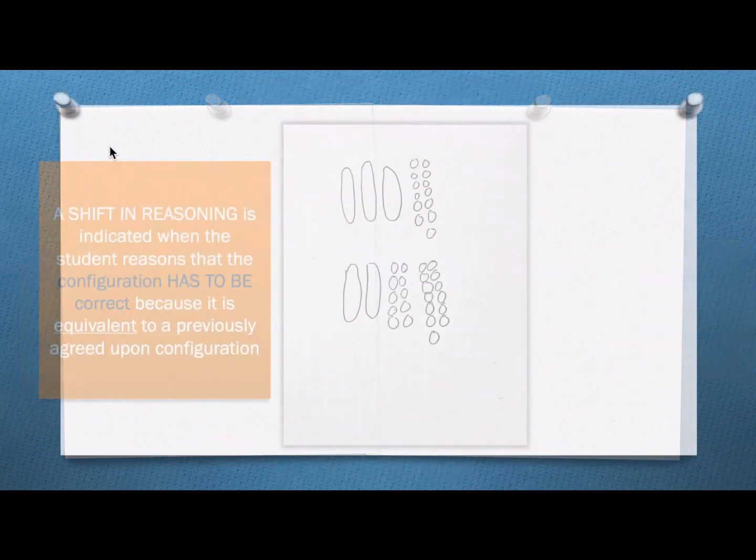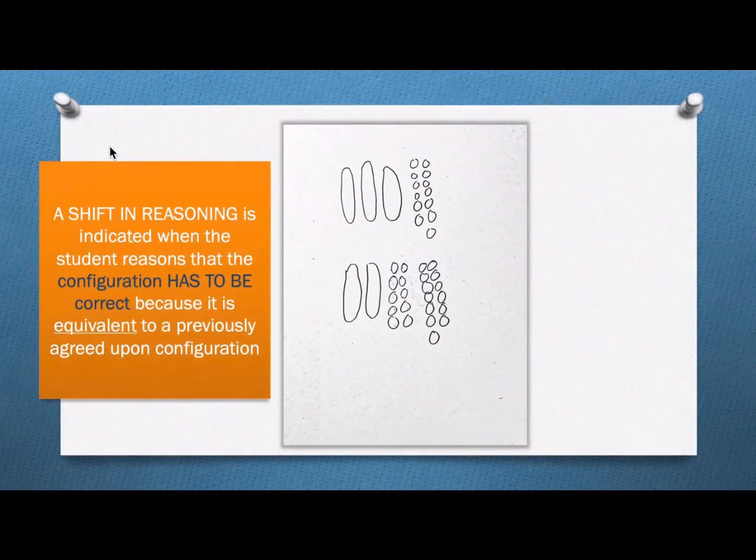A shift in reasoning is indicated when students reason that a configuration has to be correct because it is equivalent to a previously agreed upon configuration. In this case, the justification is based on logical reasoning.